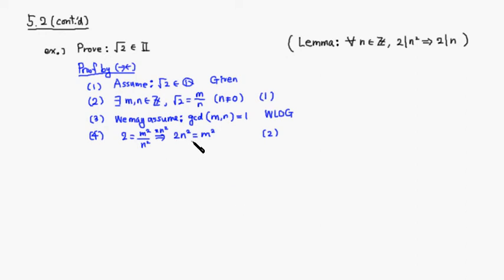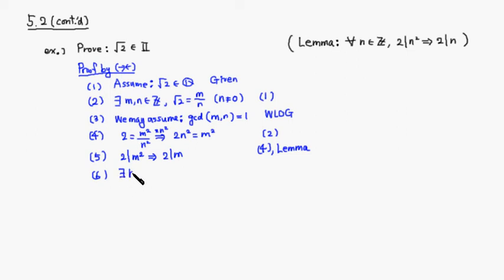But from here, you can see that m squared is a multiple of 2. So line 5: we know that 2 divides m squared. Then remember we actually showed this a while ago, the lemma that if 2 divides m squared, then it implies that 2 actually divides m itself. So this implies that 2 divides m itself. This is by the lemma, so I'm using line 4 and also the lemma.